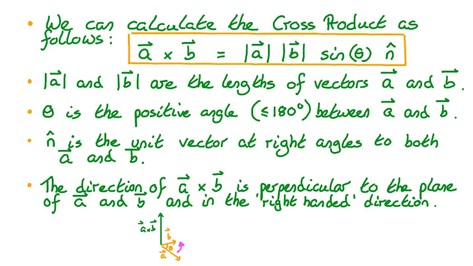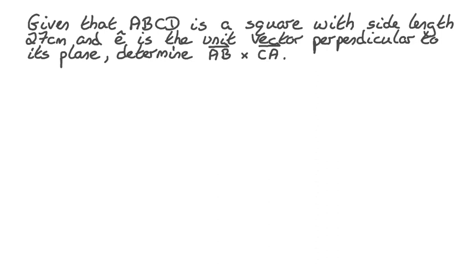We will now look at some examples, and in our first question we will calculate the cross product in a problem involving a square. Given that ABCD is a square with side length 27 centimeters, and E hat is the unit vector perpendicular to its plane, determine the cross product of AB and CA.